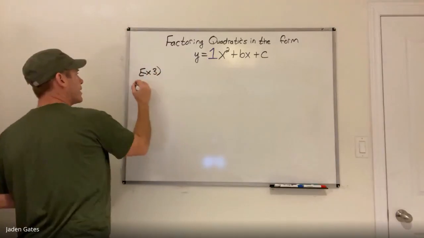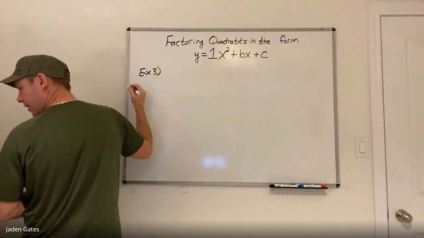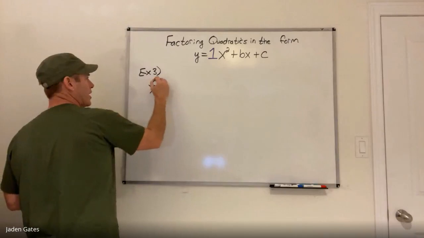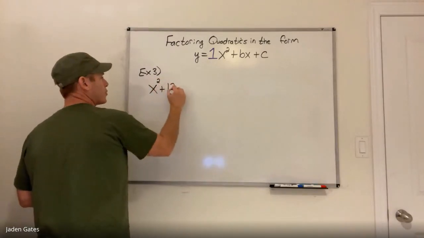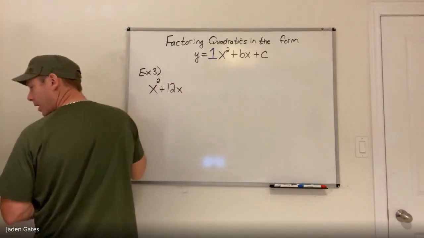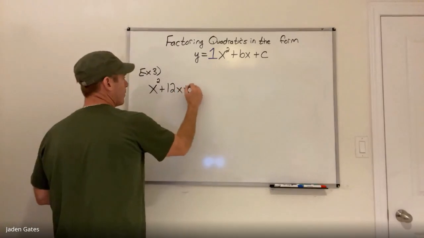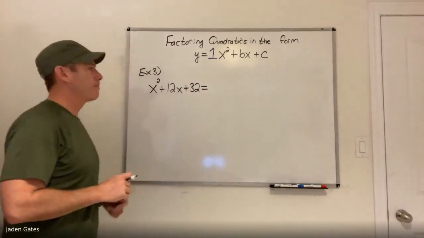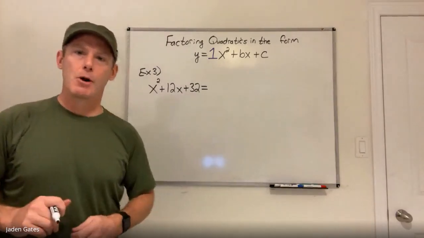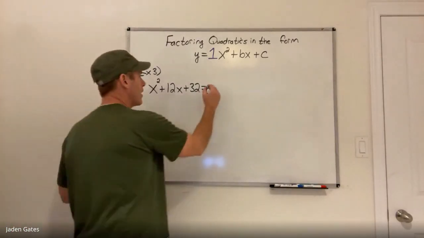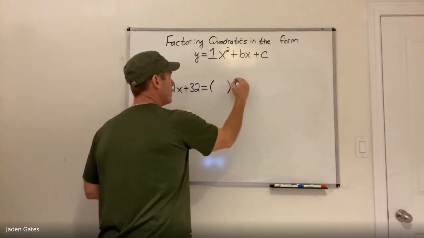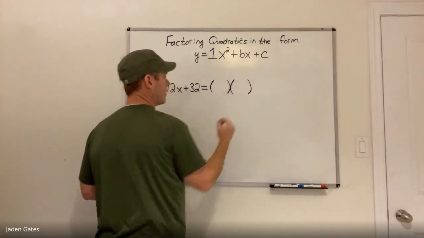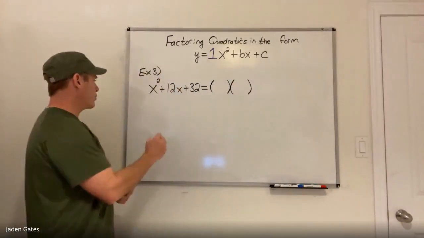So example 3, again, I'm going to factor. This time I don't know the answer, so I've got x squared plus 12x plus 32. Now again, when I factor this, it's going to be 2 binomials multiplying each other. All right, so I'm going to have a bracket here and a bracket here. Now I'm going to do my table.